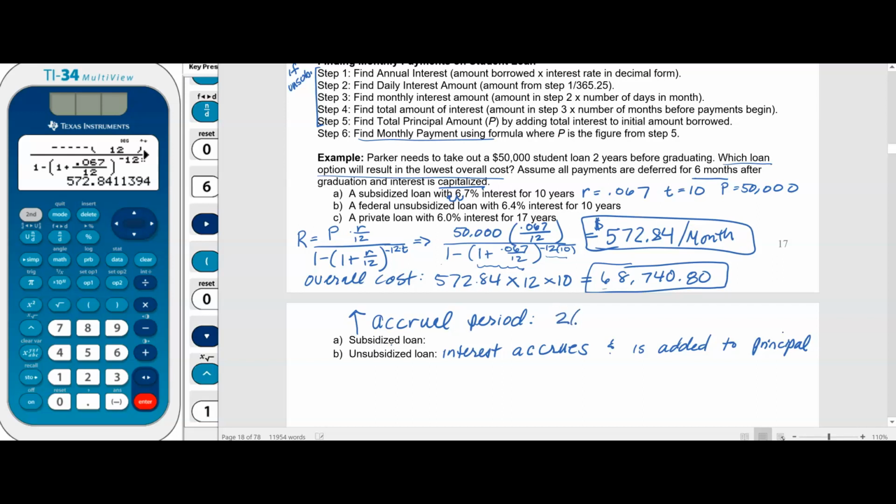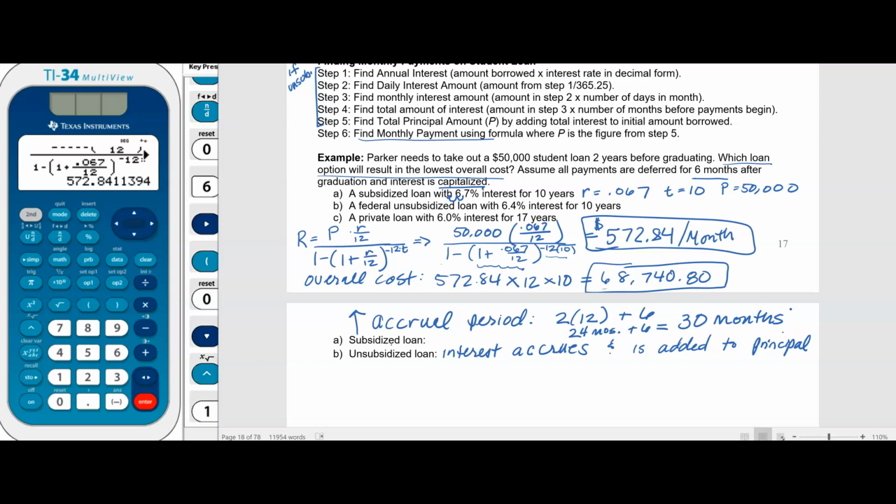So 2 years times 12 months a year. We're finding this in months. So 24 months that the student was in school, and then an additional 6 months after school that they didn't have to make payments. So the accrual period is 30 months. So there were 30 months where interest was accruing and the student was not making payments. So we'll have to calculate that interest.